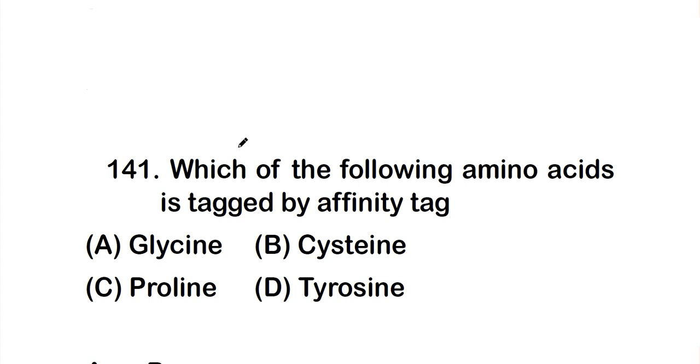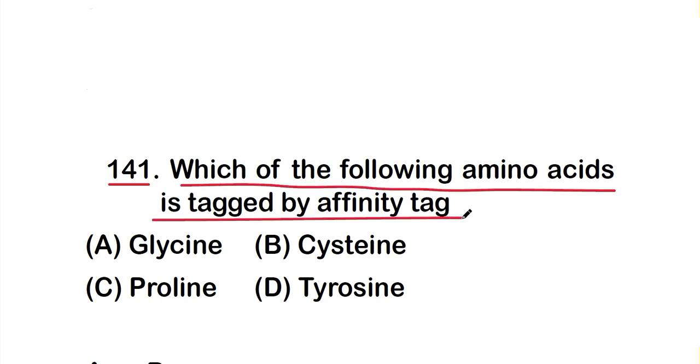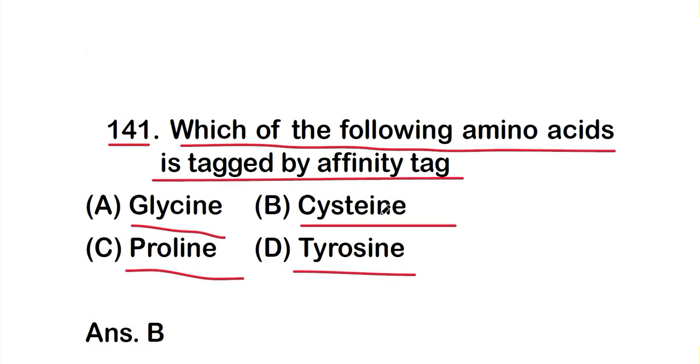So the first question of this video, question number 141: which of the following amino acids is tagged by affinity tag? The options are option A glycine, option B cysteine, option C proline, option D tyrosine. And the right one is option B, that is cysteine. So cysteine is the amino acid which is tagged by affinity tag.